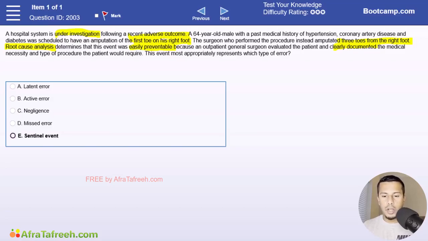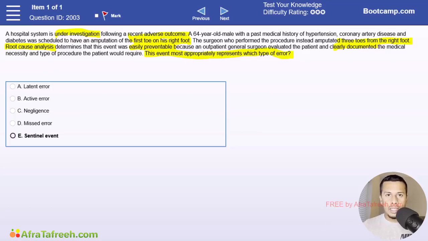So just based on that last part of the stem, we know we're talking about public health sciences. In this case, we're talking about medical errors, and more specifically than that, the question is asking us if we can distinguish between the different types of medical errors. Taking a 10,000-foot look at the question, this was a patient that was supposed to have 1 toe amputated on the right foot. The surgeon accidentally amputated 3 toes on the right foot, and root cause analysis showed that this was something that was easily preventable. So let's go through the answer choices right now and talk about why E is correct.